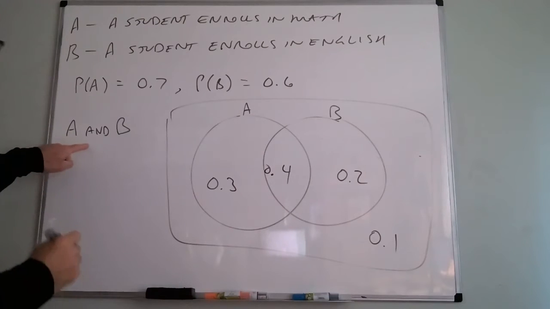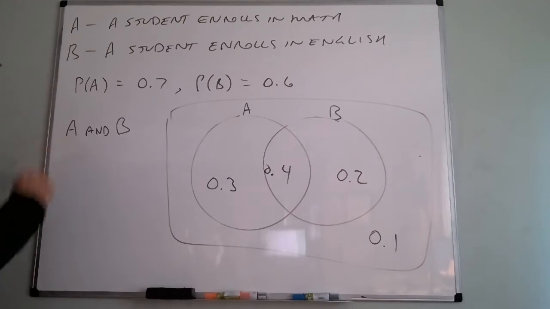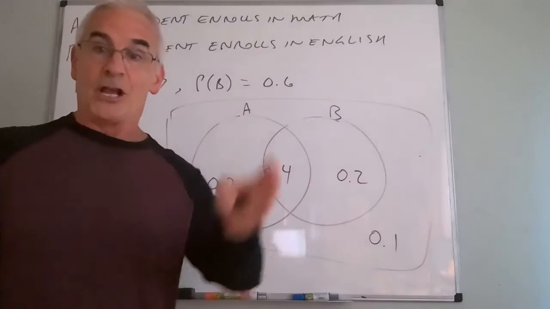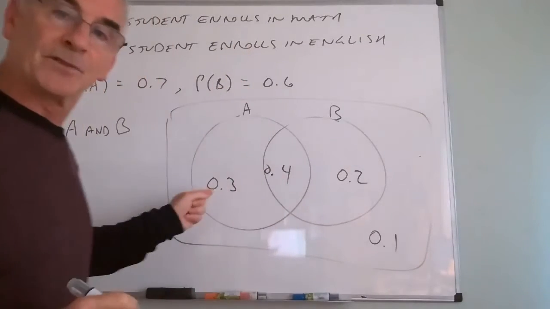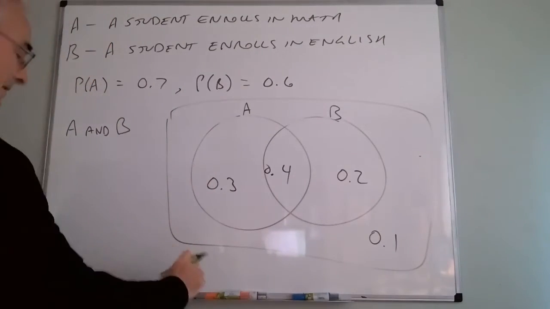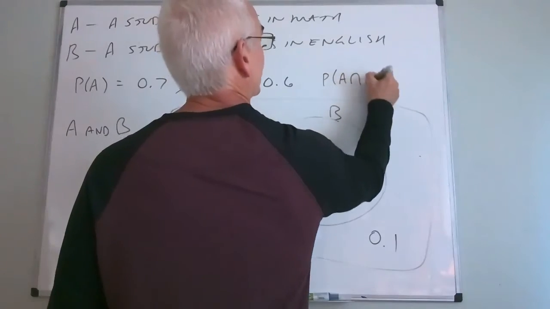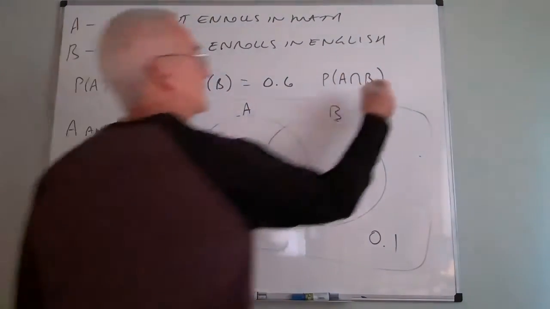So A and B would be equivalent to saying intersection in this case. Okay, you're simultaneously enrolled in math and English. So that means you're in the intersection of the two circles, and that's extremely important. So the last piece would be, what's the probability of being in the intersection? And that's the 0.4.